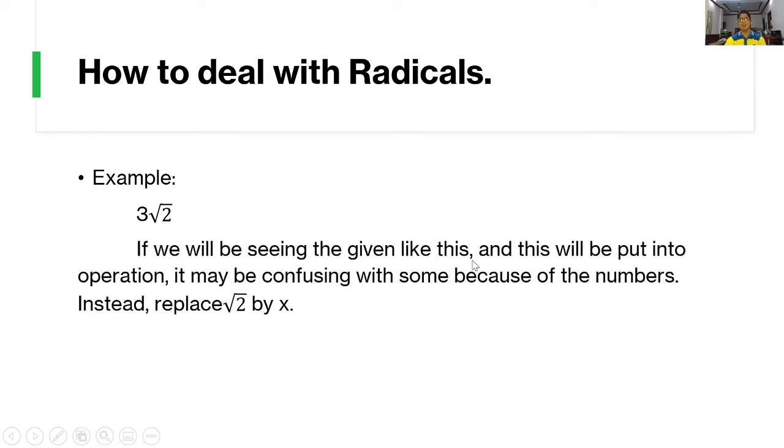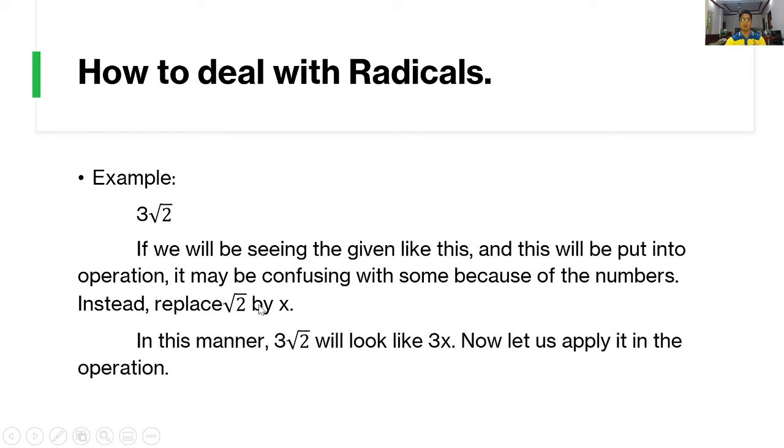if we will be seeing the given like this, and this will be put into operation, again, when I talk about operation, I'm referring to addition, subtraction, multiplication, and division. It may be confusing with sum because of the numbers. Ayan. Instead, replace square root of 2 by x. Instead na ito yung makikita, dahil simplified na naman siya, my suggestion is, we replace it by x. In this manner, 3 square root of 2 will look like 3x. Kung makapansin, 3x, 3 square root of 2, mas complex tingnan ito. Wherein mas mabilis ito. Okay?